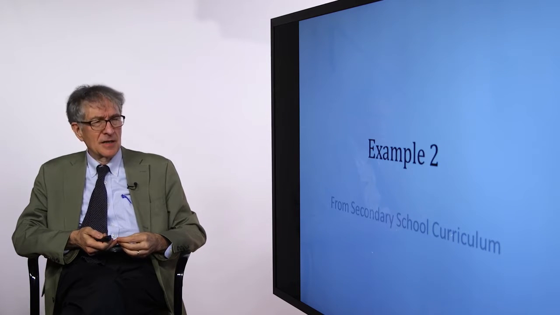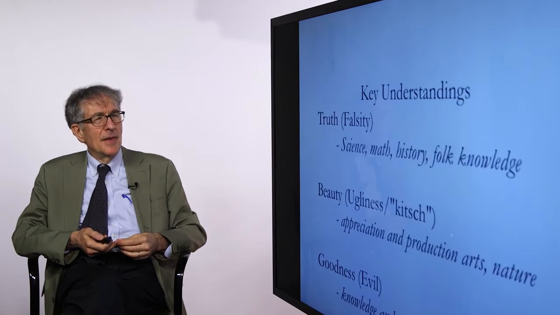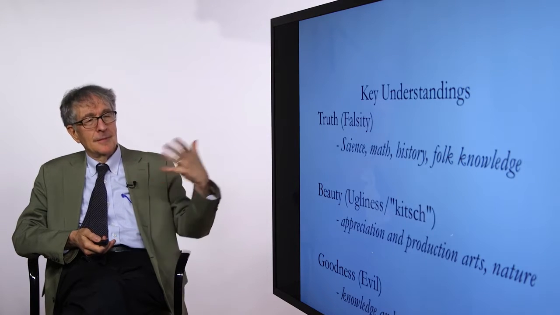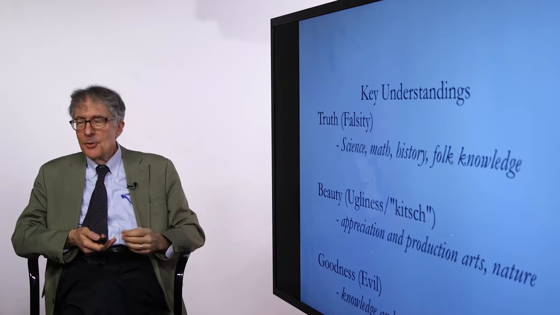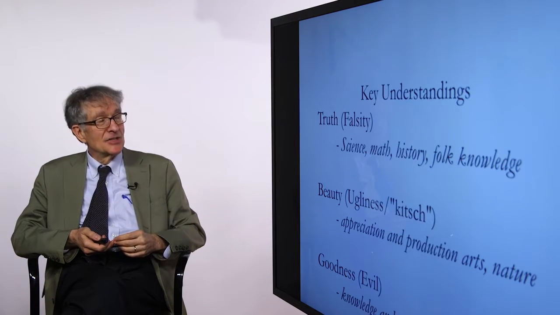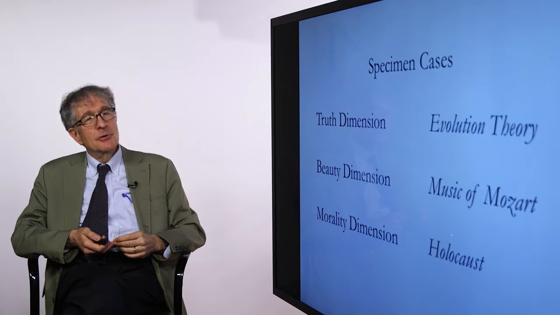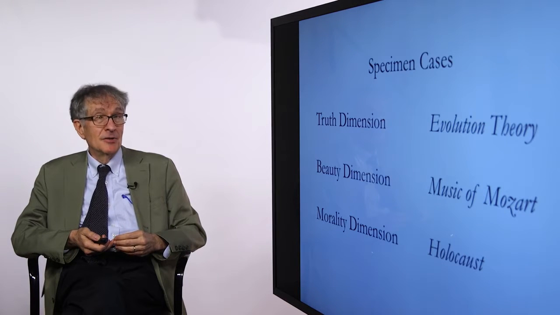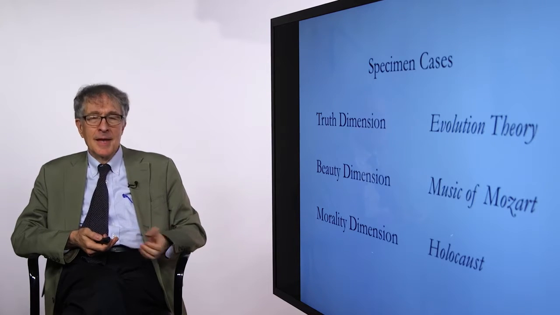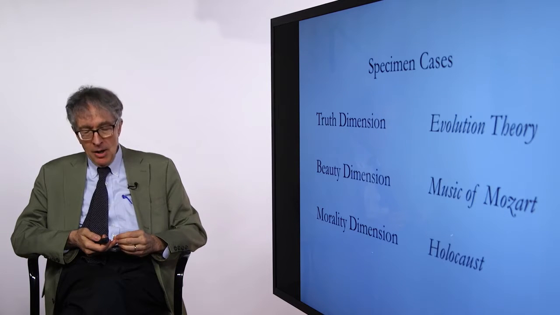Now here's an example from secondary school. This is one I've written about in a book called The Disciplined Mind. And there I talk about how important it is for us all to understand what's true and what's not, what's beautiful and what's kitsch or ugly, what's good and what's bad. I hope you won't find those alarming things to teach about. And as my truth dimension, I talk about the theory of evolution, because you can't do biology seriously unless you understand the theory of evolution. In the area of beauty, I talk about the music of Mozart, because I happen to think it's very beautiful. And then studying good and bad, I talk about the Holocaust.